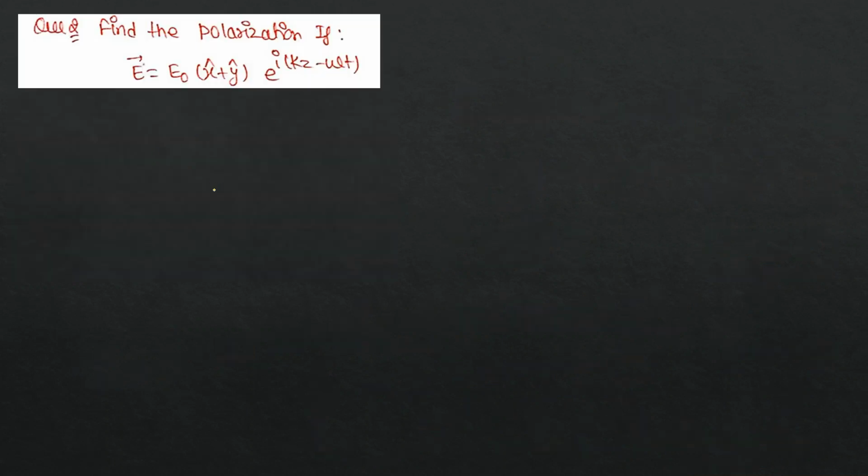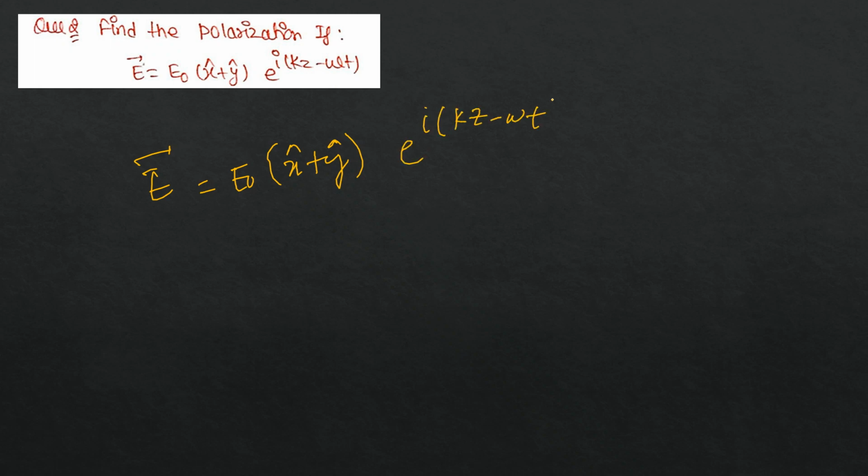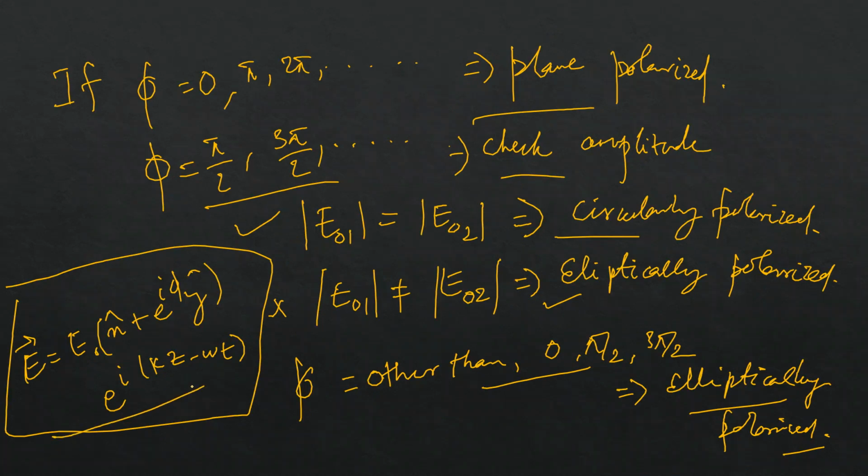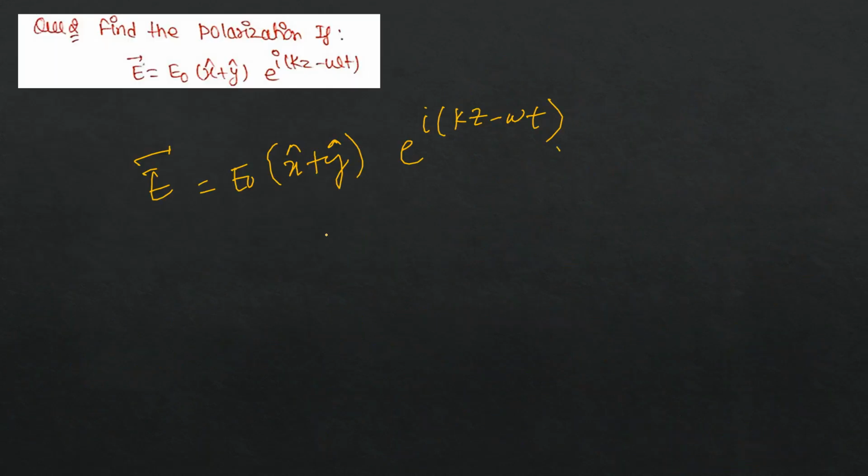Okay. Next question: find the polarization of E is equal to E naught (x cap plus y cap) e to the power i(kz minus omega t). Okay. So see, we have written in the previous slide, what is the general formula of electromagnetic field? This is E naught (x cap plus e to the power i phi y cap) into this one. So let me write the general formula, general equation.